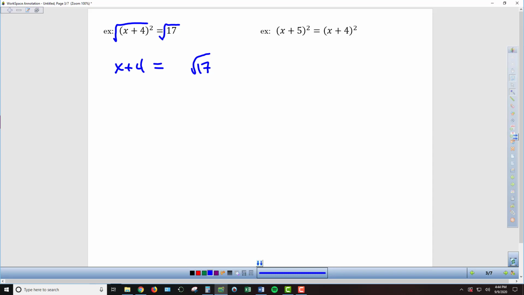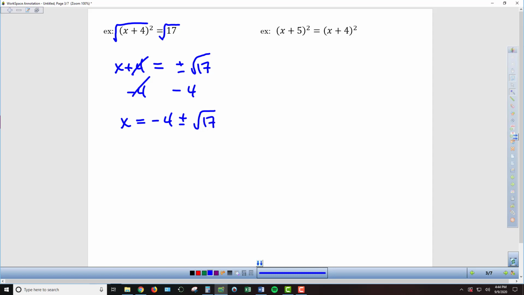So I'm going to leave it as the square root of 17, but again I am going to include a plus or minus in front of my answer because I need to retain that when I take the square root of both sides. And so now I'm just going to subtract 4 from both sides, and I get x equals negative 4 plus or minus square root of 17.